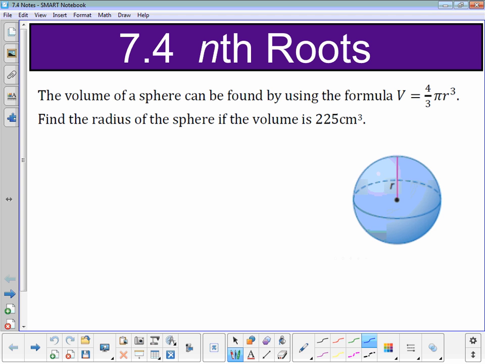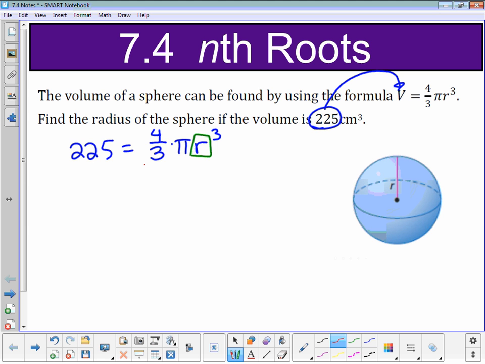So what I need to do is take that volume that I know and plug it in for V. So that gives me 225 is equal to 4/3 times pi r cubed. Okay, now I'm trying to find r. That's my goal. Since I want r, I need to get rid of the 4/3, get rid of the pi, and somehow get rid of that power of 3. The 4/3 and the pi are pretty easy. We know how to do that.